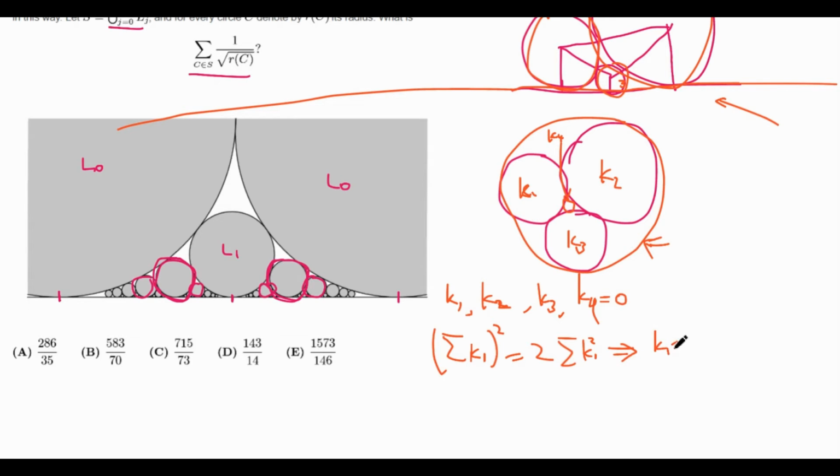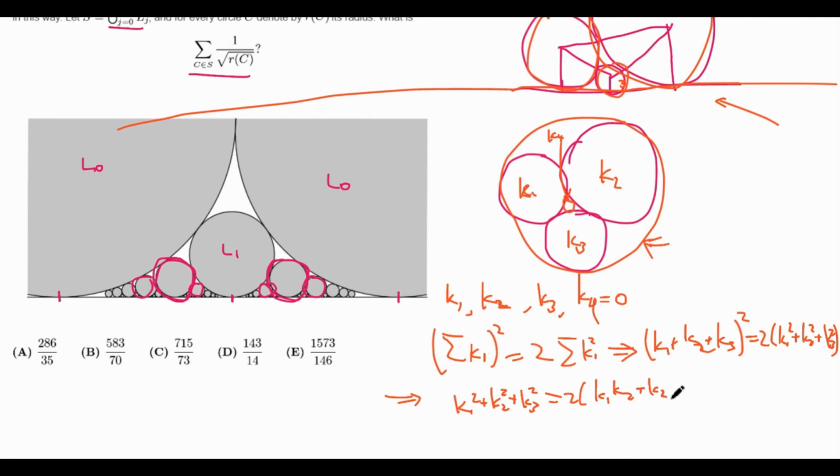k1 plus k2 plus k3, squared, is equal to 2 times k1 squared plus k2 squared plus k3 squared. And now once we expand and simplify, we get k1 squared plus k2 squared plus k3 squared is equal to 2 times the value of k1 k2 plus k2 k3 plus k3 k1.